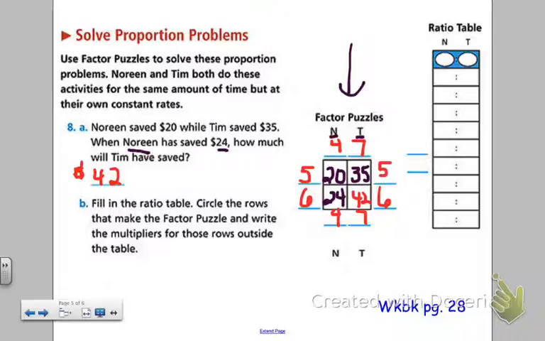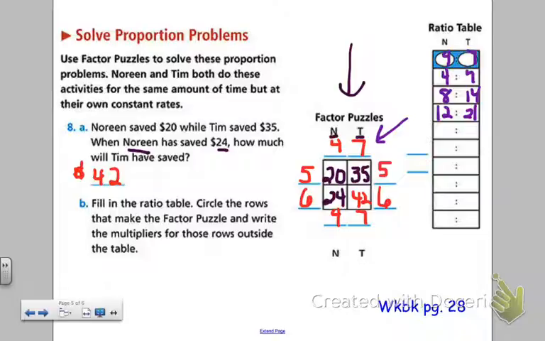I can see that I have my basic ratio right here of 4 to 7. When Noreen saves $4, Tim saves $7. So I'm guessing this is by day. On the first day, Noreen has $4, Tim has $7. On the second day, Noreen has $8, Tim has $14. On the third day, Noreen has $12, Tim has $21. You can see the constant increase. Noreen is constantly increasing the amount of money she has saved by $4, and Tim is constantly increasing the money he has saved by $7.